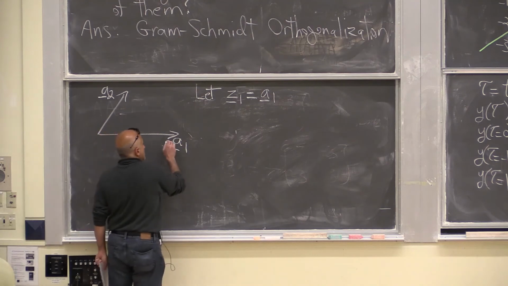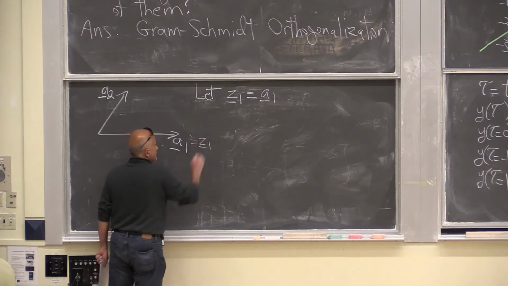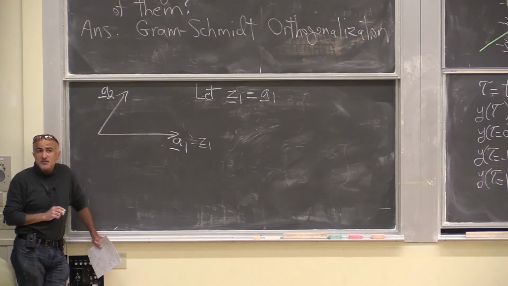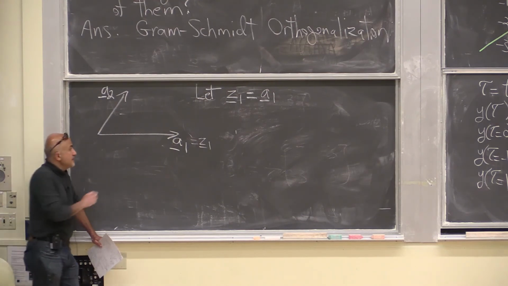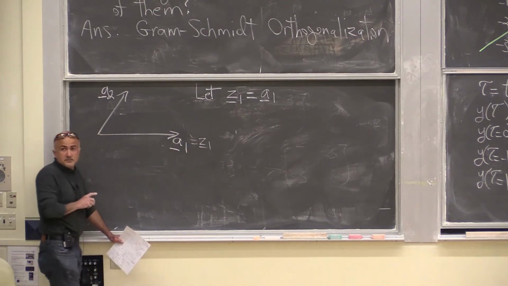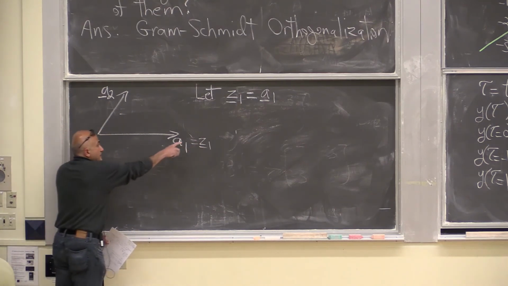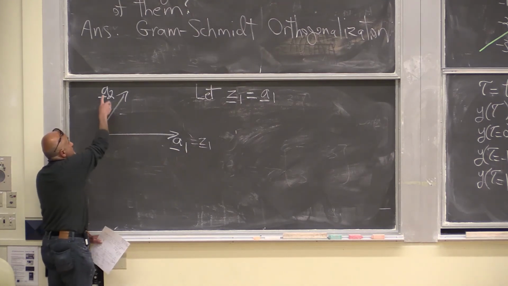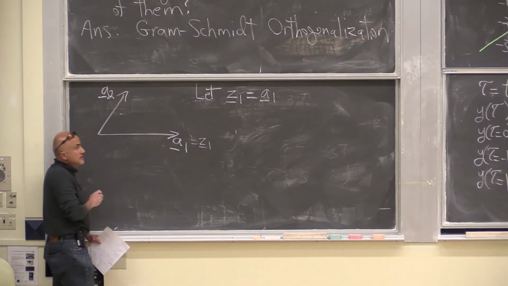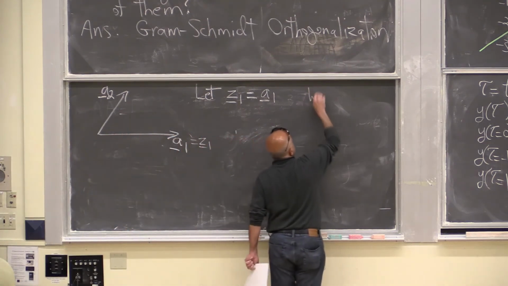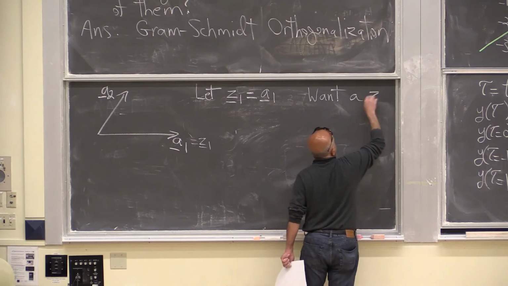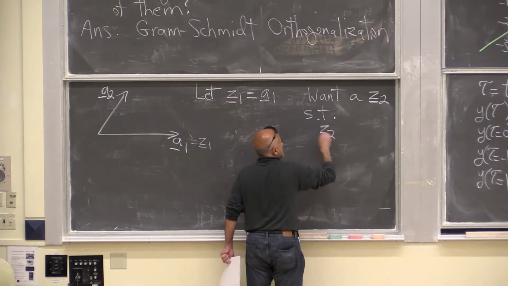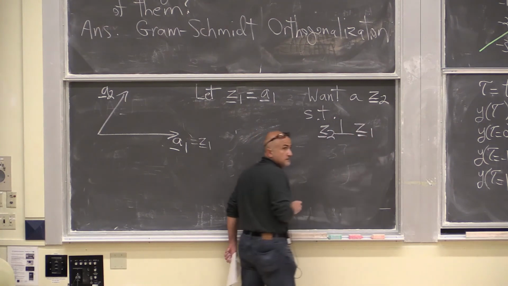So I'm just going to let this be z1. What I'm after now is a second vector z2 that is orthogonal to z1 and together with z1 spans the same subspace as a1 and a2. So we want a z2 that has two properties. First of all, we want z2 to be orthogonal to z1.